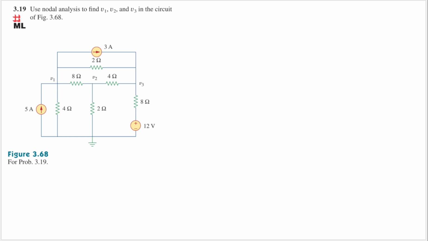Hello, my name is Ardi and we are going to solve problem 3.19 from Sadiku book. So the question is: use nodal analysis to find V1, V2, and V3 in the circuit of figure 3.68.